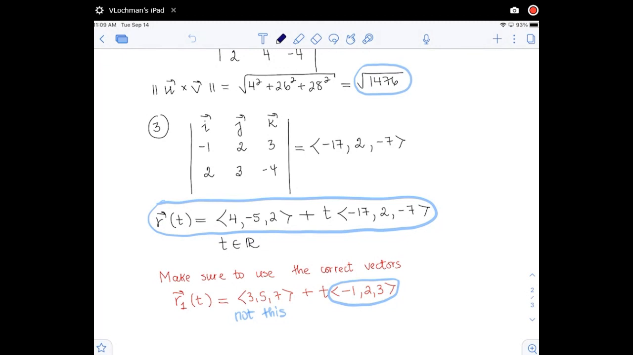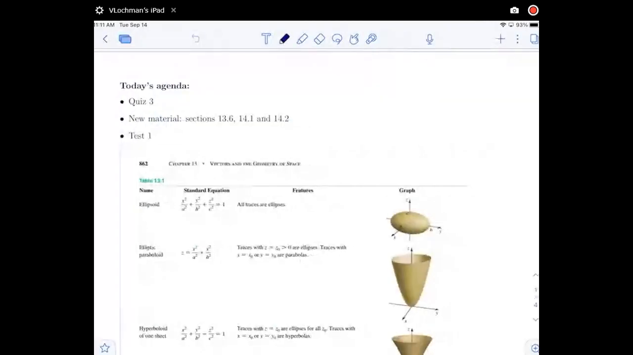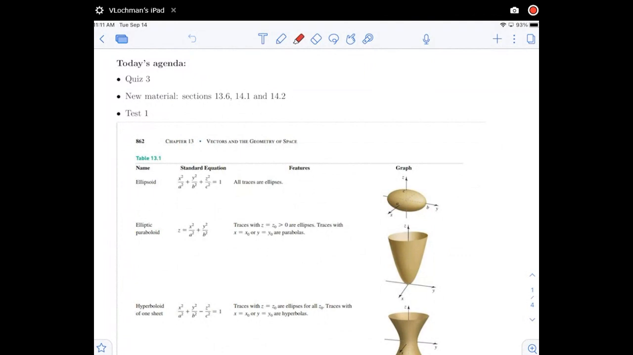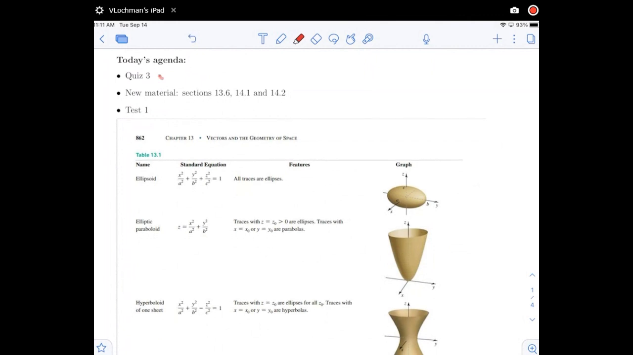Any other questions? Nothing? Okay, then let's go ahead and switch to what's on today's agenda. So 3 things that we're going to cover today. We're going to discuss quiz number 3, which we just did. So that's done. Okay. New material will be sections 13.6, 14.1, and 14.2.